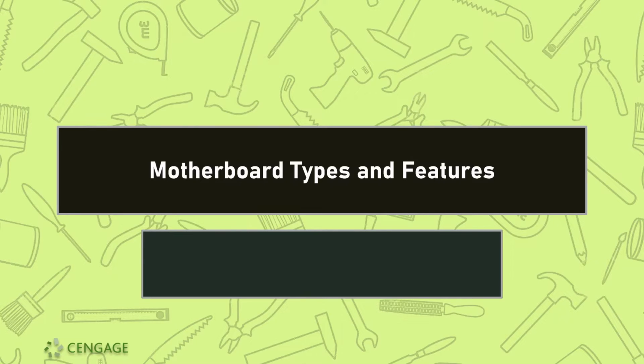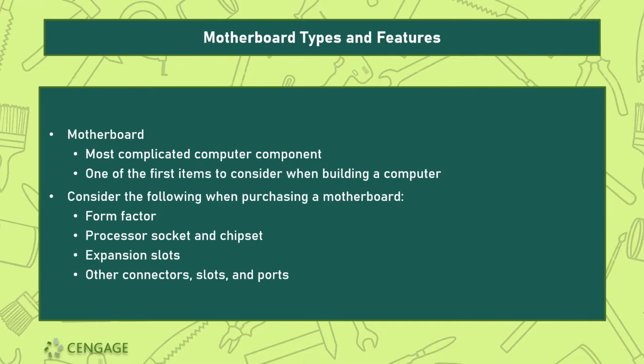So let's look at our types and features. Whenever we're dealing with building a new computer from scratch, one of the first items we must consider is the motherboard. It is the most complex component that's involved because it has to facilitate communication between all other devices inside the machine. We have to consider the following when we're purchasing a motherboard. Its form factor, so how does it hook into the case? Does it have a particular size or shape constraint? What processor, socket, or chipset does it use? That means compatibility for our CPUs.